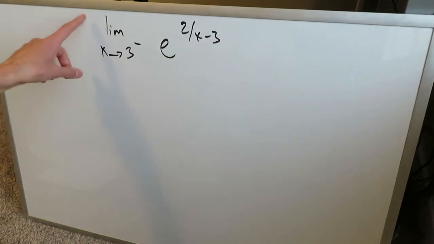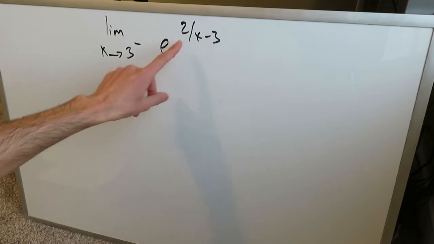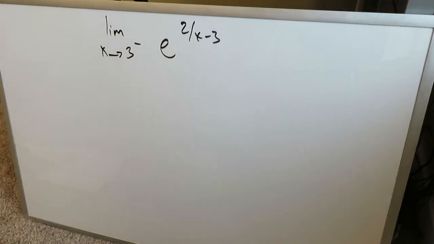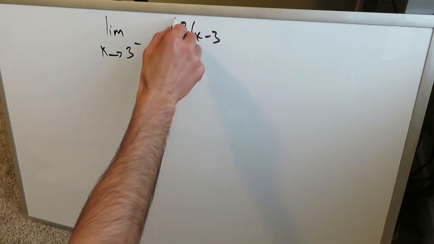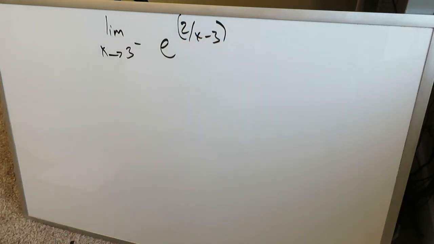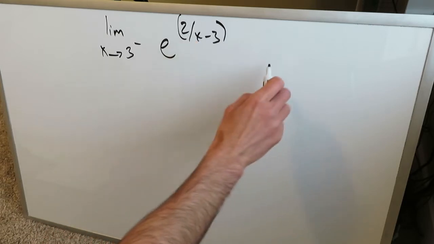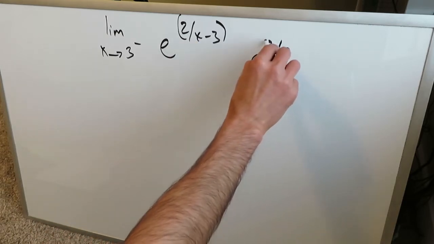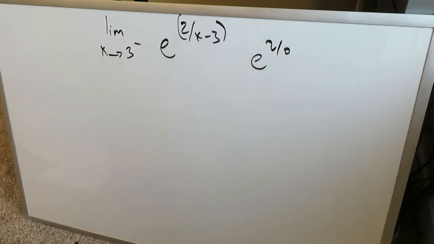When you look at this question, limit as x approaches 3 from the left, e to the power of 2 divided by x minus 3. We have an expression over here in terms of an exponent. All of this right here is an exponent, but it's an expression. When you're plugging in this value over here, you're getting e to the power of 2 over 0, e to the power of undefined, but we're still not dealing here with an indeterminate form in the true sense that you have to use L'Hopital's rule.